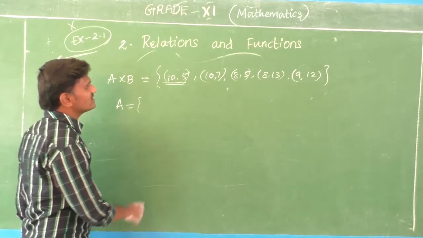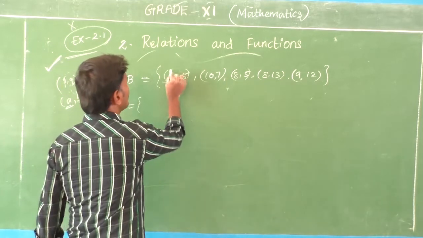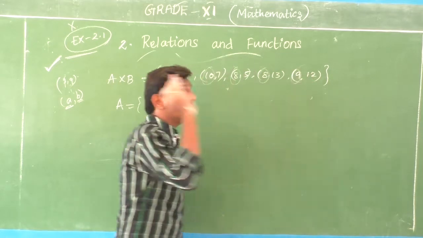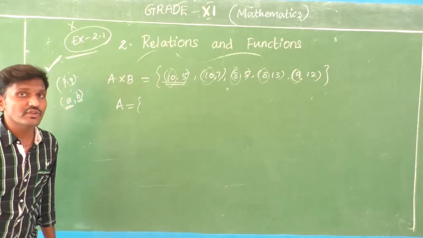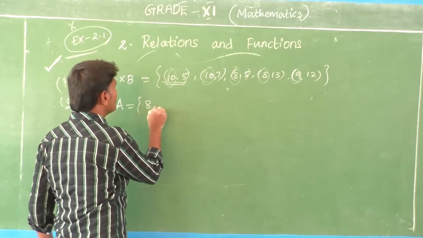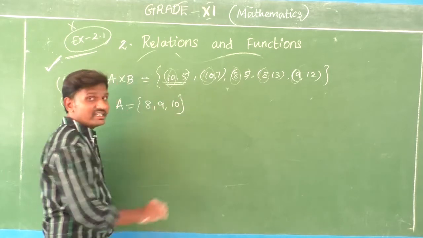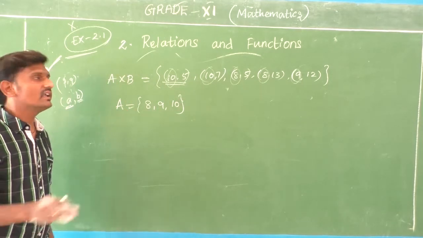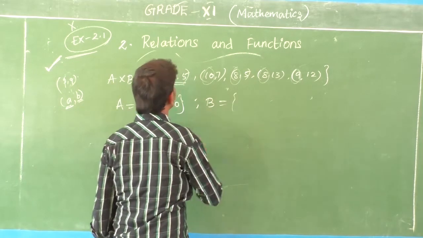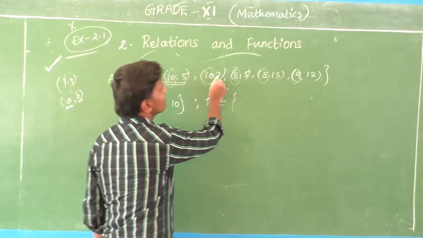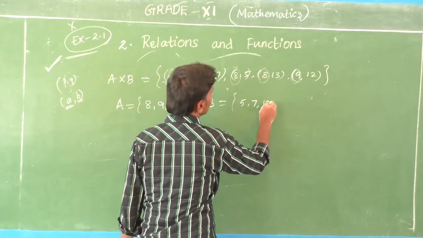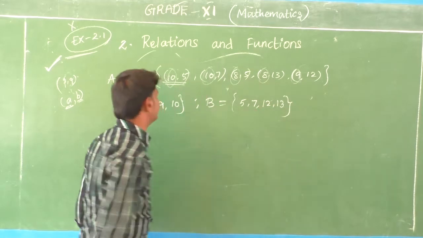So now the elements of A are, what are they? 10, 10, 8, 8, 9. We already know very well that repetition of elements is not allowed in a set. So what are they? Tell me. 8, 9, 10. So these are the elements of A. Now coming to B. The elements of B are, tell me what are the elements of B? 5, 7, again 5, 13, 12. So 5, 7, 12, 13.